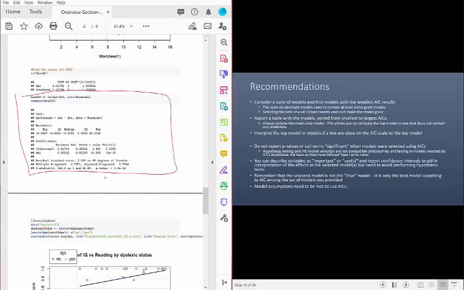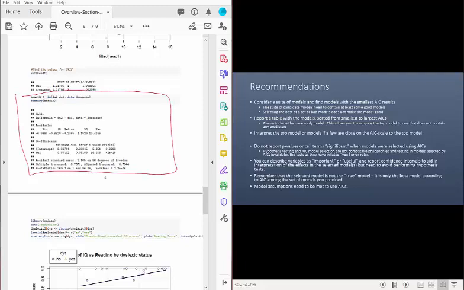There are a few recommendations when using AIC. Consider a suite of models and find models with the smallest AIC results. The suite of candidate models needs to contain at least some good models. Selecting the best of a set of bad models does not make the model good. You should report a table with the models sorted from smallest to largest AICs. Always include the mean-only model. This allows you to compare the top model to one that does not contain any predictors.